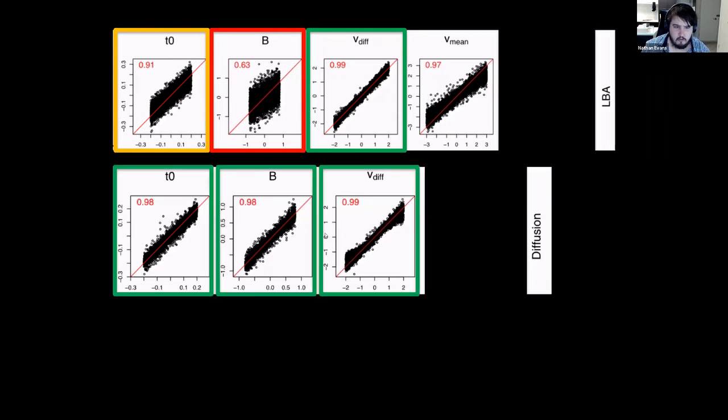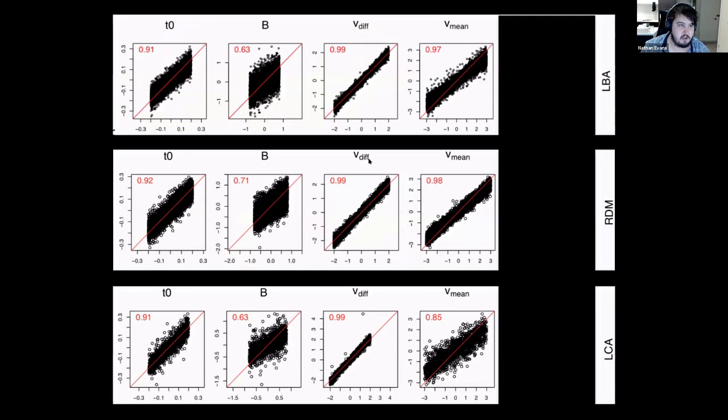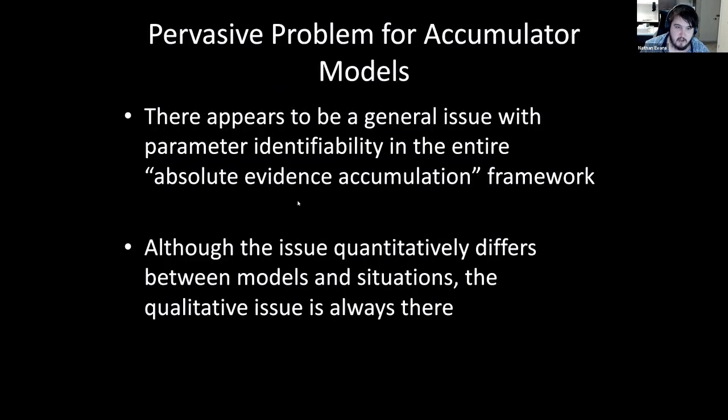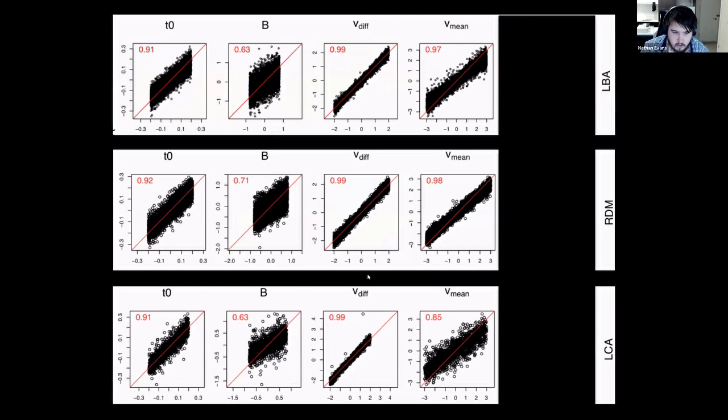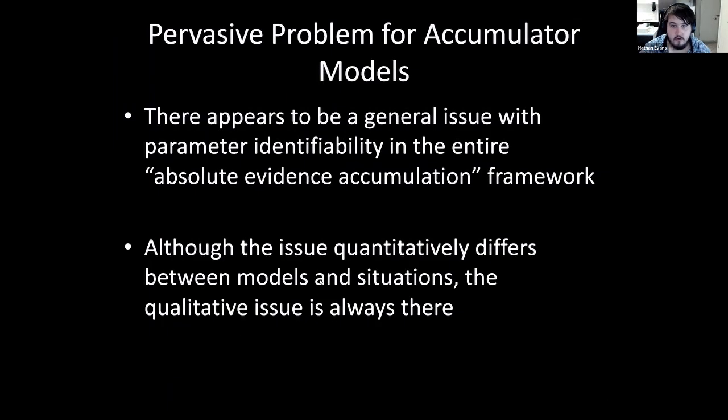This is kind of opposed to the diffusion model, which shows very high correlation and robust estimation for drift rates, thresholds, and, sorry, I've called threshold B here. That's a different terminology, but also one that people use. For drift rates, threshold, and non-decision time, the estimation is reliable across the board for the diffusion model, right? So there seems to be an identifiability issue in the LBA, and here are some other models. They're all absolute evidence accumulation models, and they all show this same issue, right? Threshold seems to show unreliable estimation. So there seems to be a general issue for these absolute evidence models, these accumulator models, not the diffusion models, where they have some parameter identifiability issue in getting a threshold. And although it differs, this qualitative issue is always there, right?